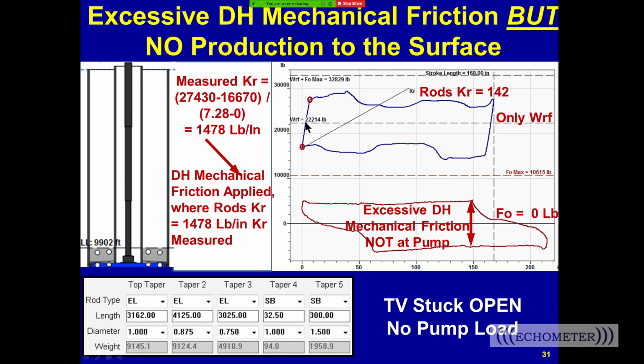And so this is the stretch of the rods right here. So here's the stretch of the rods. That's called the spring constant, and we can calculate that as 1,478 pounds. But if all the rods were stretching, the slope of this line should be 142 pounds per inch. And so there's something going on here. It looks like a shorter section of rods are stretching.